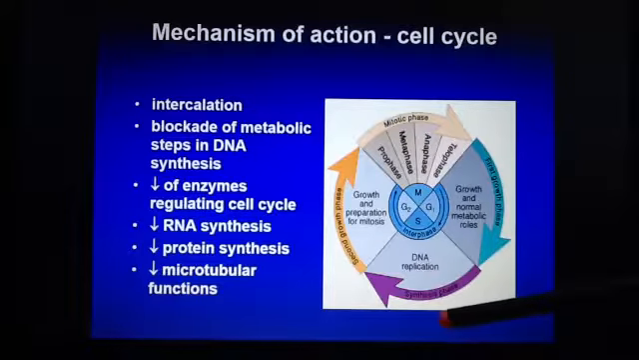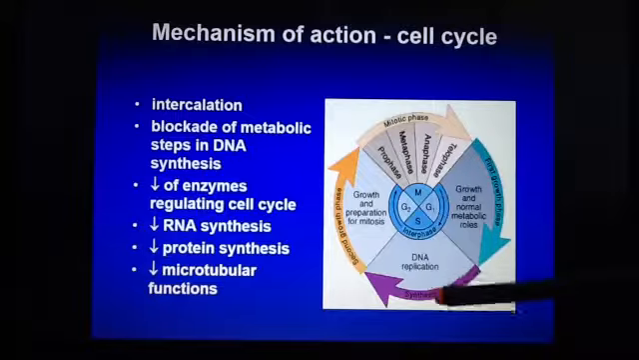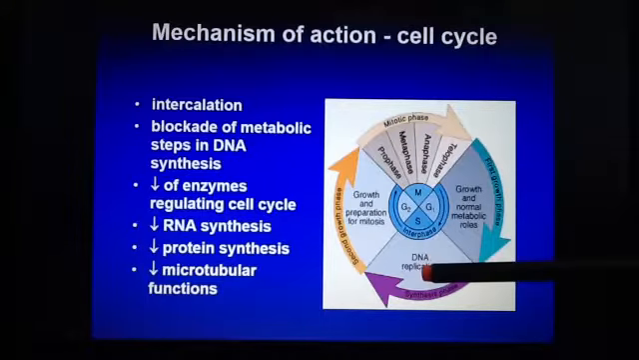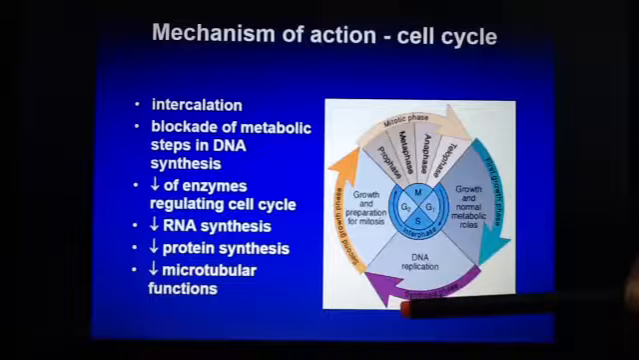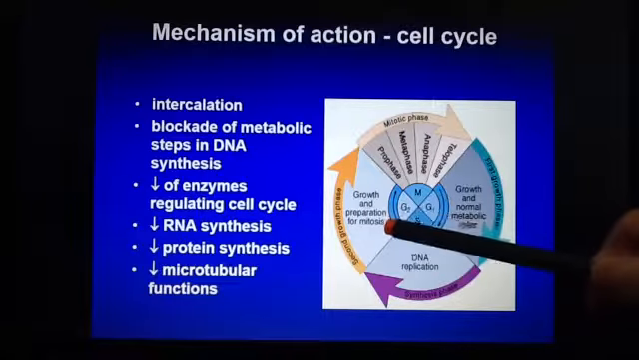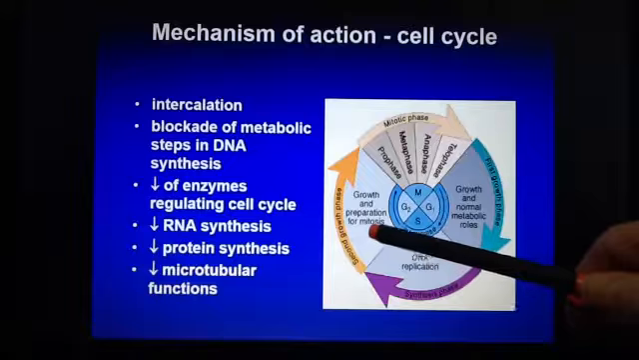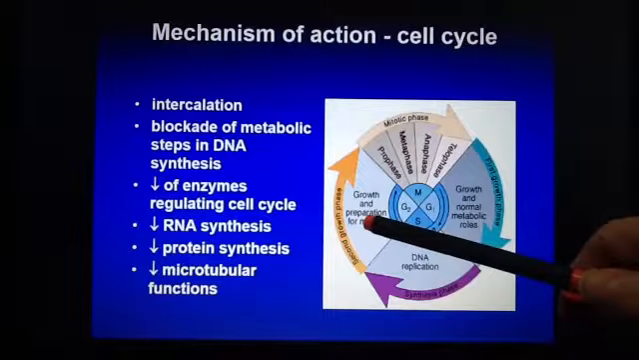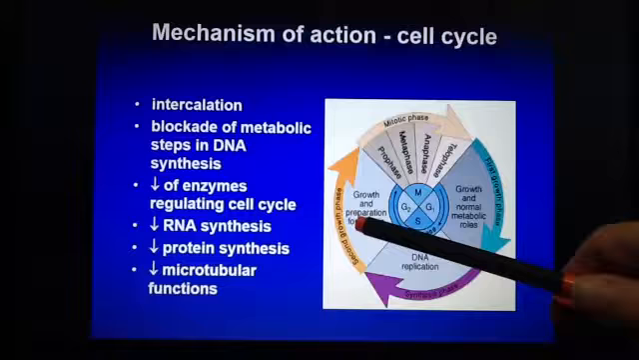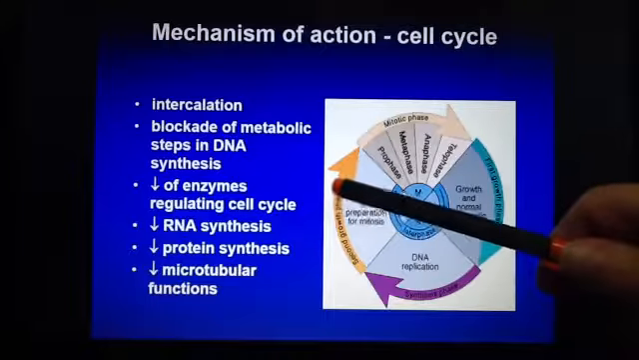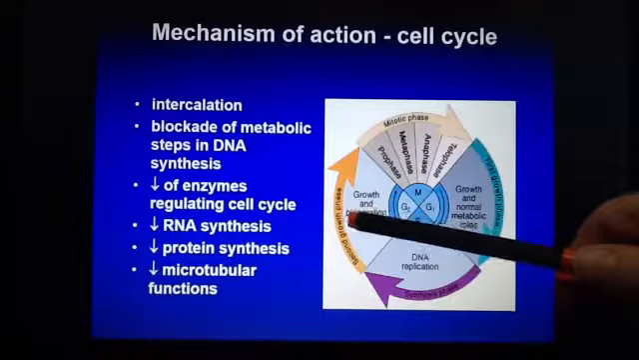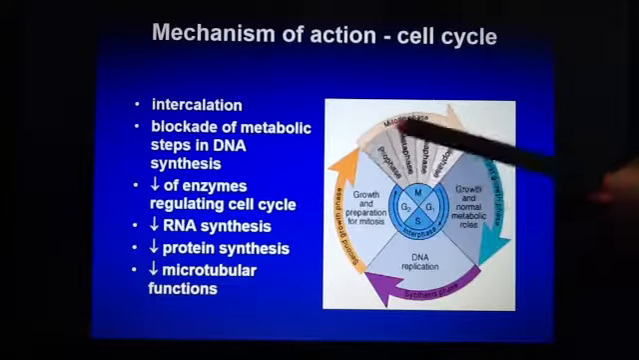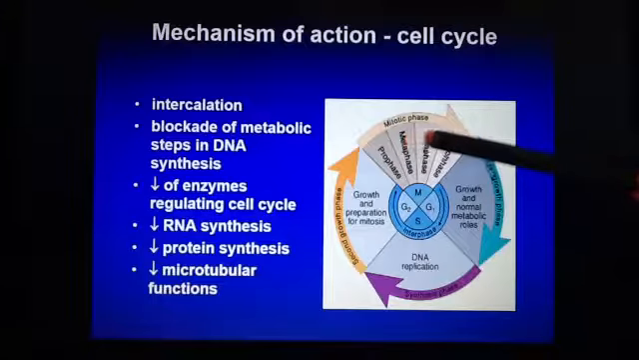For example, in the S phase, in the synthesis phase where DNA is replicated, the DNA synthesis inhibitors work here, and in the G2 phase, in the second growth, where growth and preparation for mitosis is made, there you would see things such as bleomycin and etoposide and teniposide, which are topoisomerase 2 inhibitors. And then there are, in the mitotic phase, you would see mitotic inhibitors.